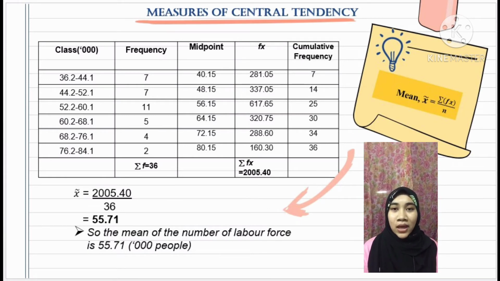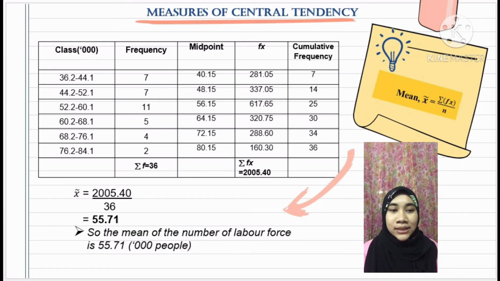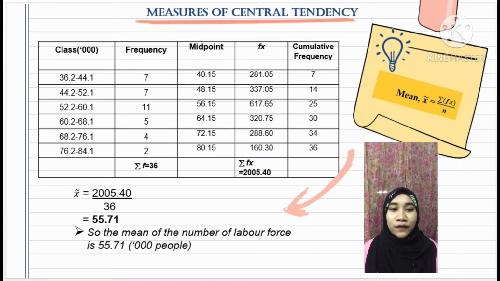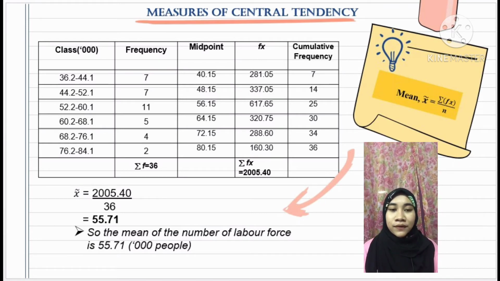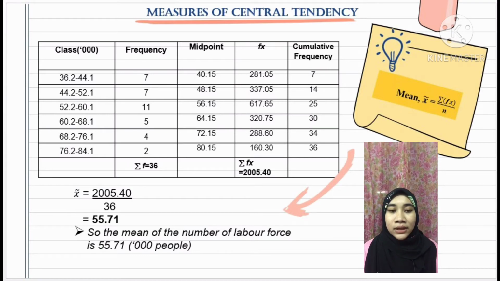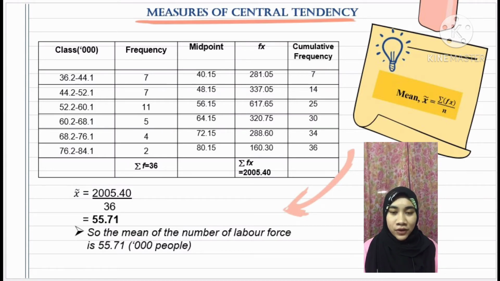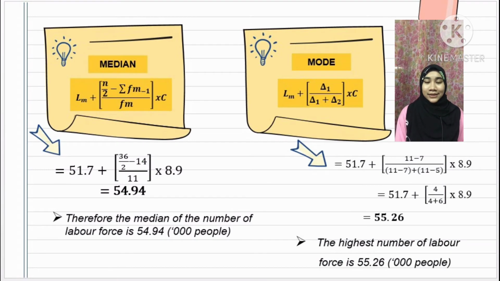So, as we can see, the formula of the mean has been highlighted in this slide. The solution to get the mean is 2005.40 divided by 36 equals 55.71. So the mean of the number of labor force is 55.71, similar to 55,710 of labor force. Next, median.